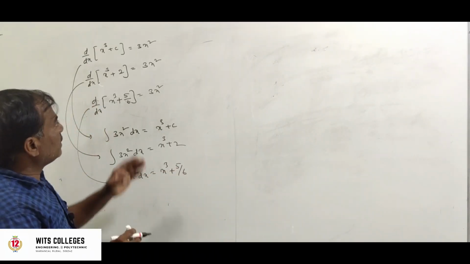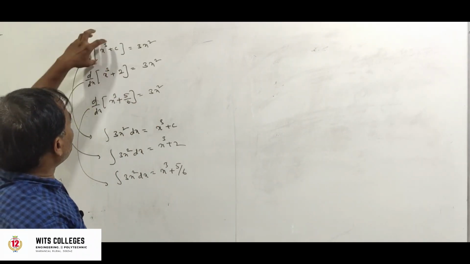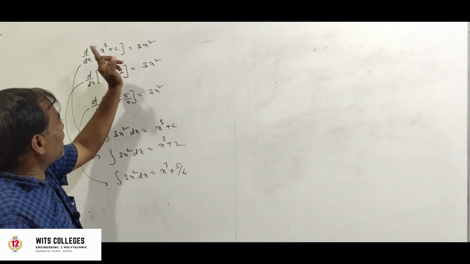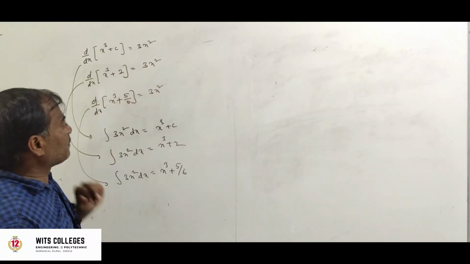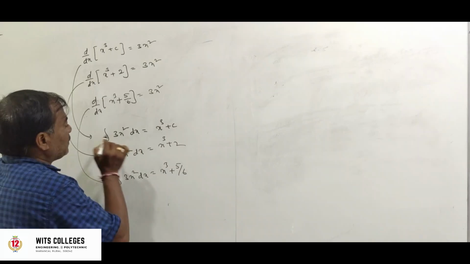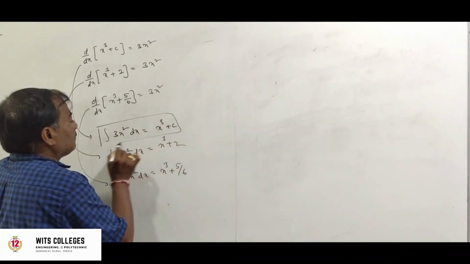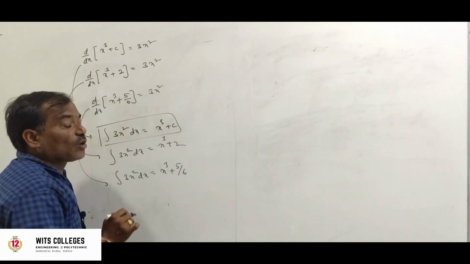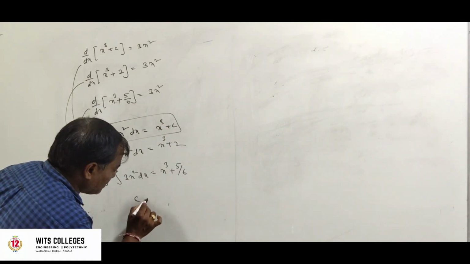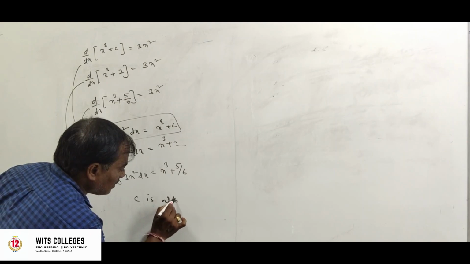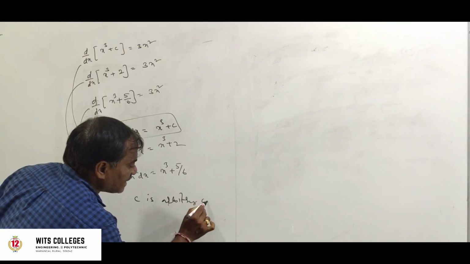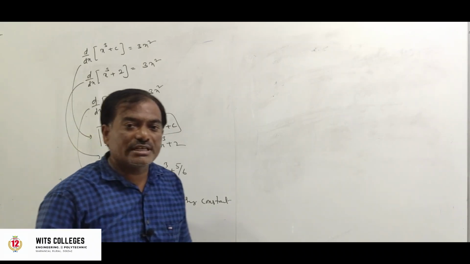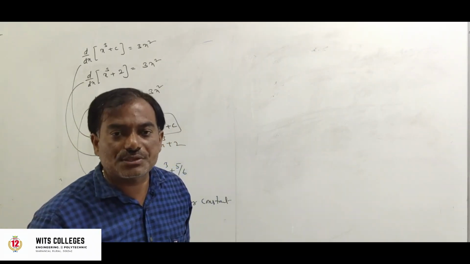Here the derivative of these values equals 3x square, but each is an antiderivative of 3x square. So generally the integration of 3x square dx can be written as x cube plus c. What is c here? C is an arbitrary constant. This is not a standard value.